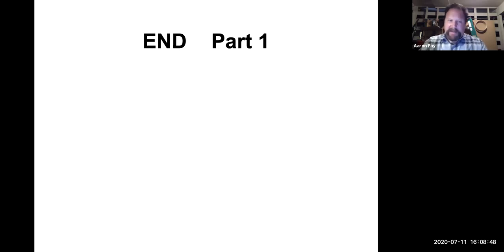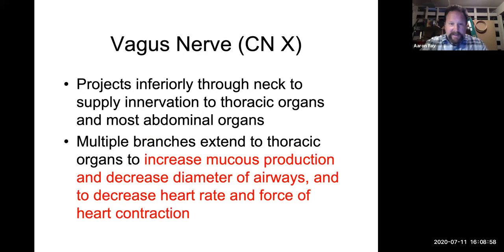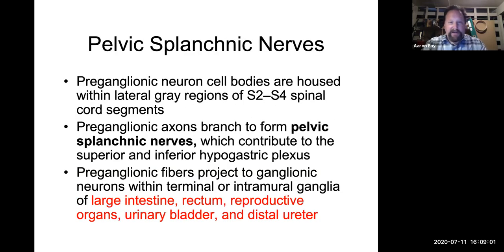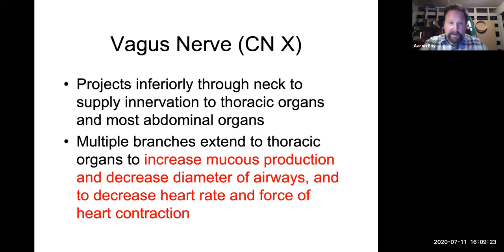One thing I will say is that what is more important here is big picture concepts. The exactitude of the pelvic splanchnic nerves and the fact that they form the inferior and superior hypogastric plexus is a little less important than knowing the pelvic splanchnic nerves control things in your pelvic cavity, associated with resting and digesting, like your intestines, rectum, reproductive organs, and so on.